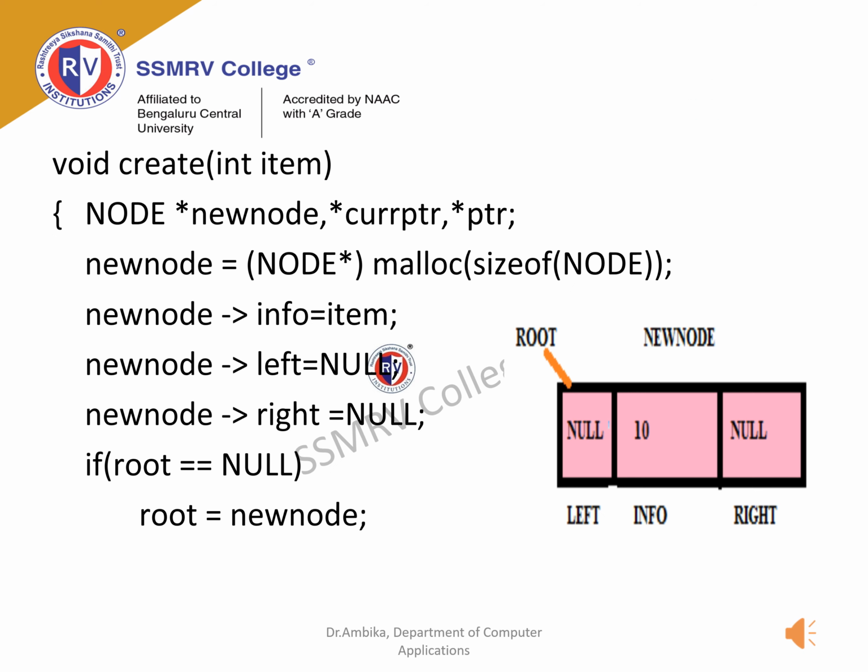The create definition accepts a number as an argument. Here it is denoted by item. A new node is created and allocated space using the malloc function. Let us assume that 10 is the argument passed to the function create. This argument is assigned to the info section of the new node. The left and the right sections are initialized to null.